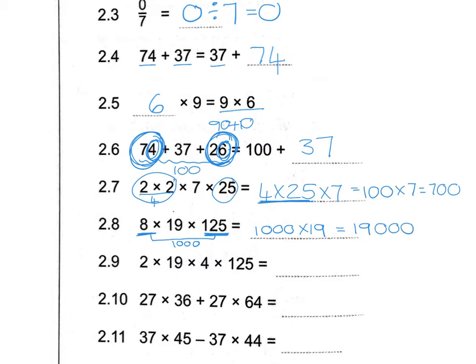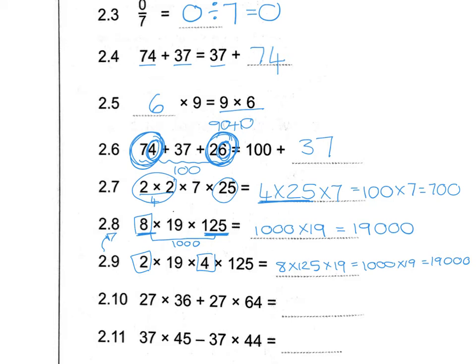At 2.9, I'm again going to look for a bit of a shortcut, and actually it slots in with this one. You'll see it has very much the same numbers, except now it doesn't have the 8. It has a 2 and a 4. But 2 times 4 is anyway 8. So this is going to work out exactly the same as the previous one, because I'm going to do 2 times 4 is 8 firstly. Then I'm going to times the 8 by the 125, which you'll know will give me 1,000, and then I'll times it by 19. So I'll again end up with 1,000 times 19 being 19,000.